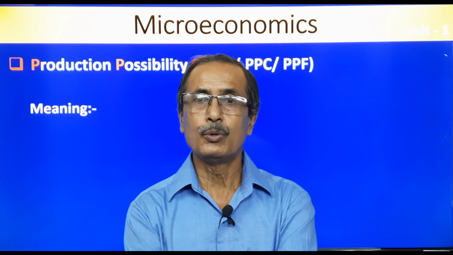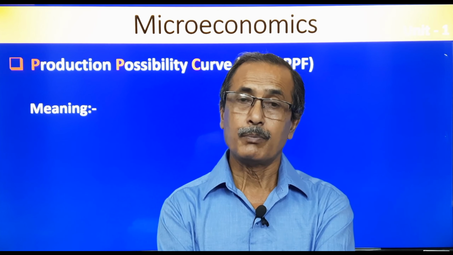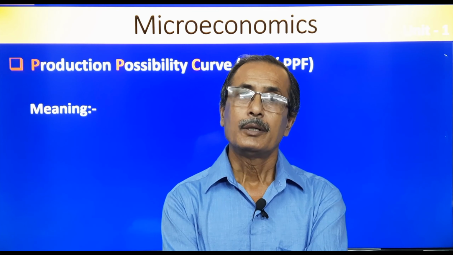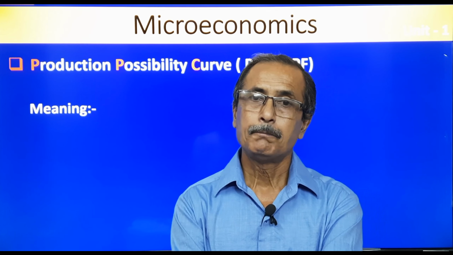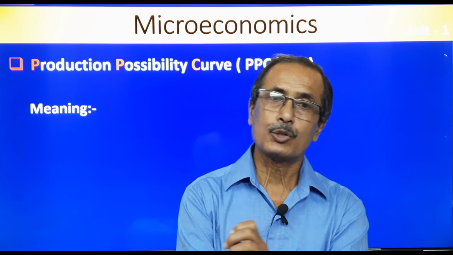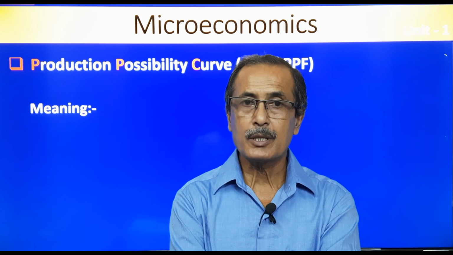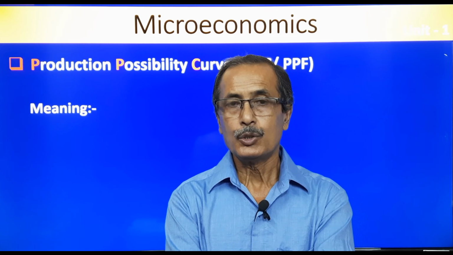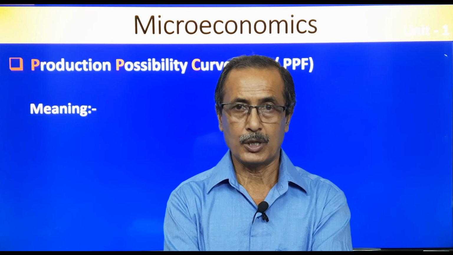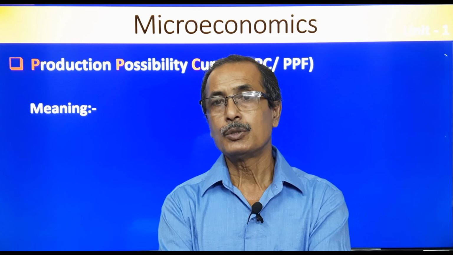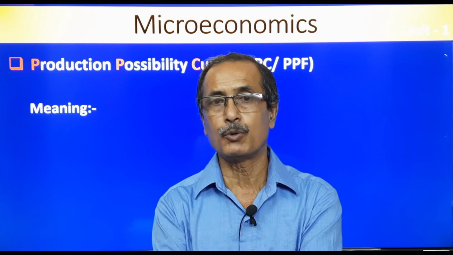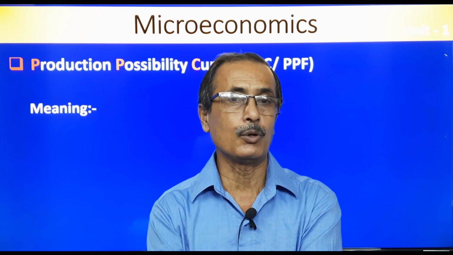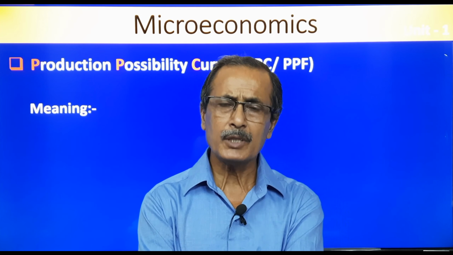So we cannot take more than that. Number one. Number two, resources are given. It means that we cannot increase the volume of resource. Third point is that the technology is also given. It means that we cannot introduce new techniques of production. We cannot introduce new technology in the present production process. Whatever we have, we have to continue with that production process only, with that technology only. Right?